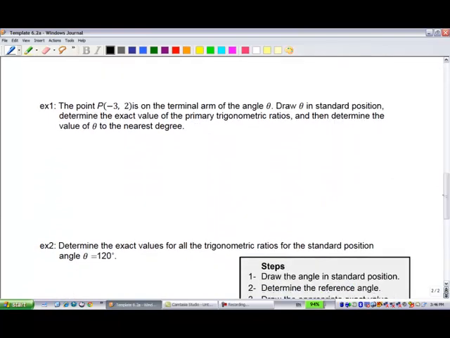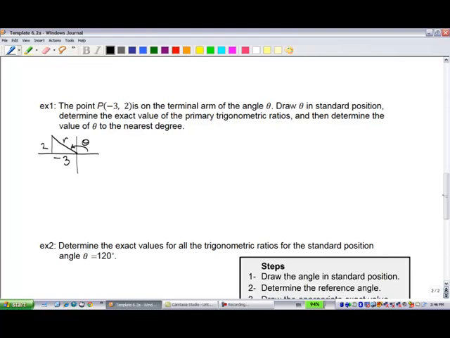Now, we can do this, and it's not terribly hard, by just thinking in terms of the points. So here, the point negative 3, 2 is on the terminal arm of an angle theta. Draw it in standard position. Okay, well, let's draw that in standard position first. Negative 3, 2 is up in quadrant 2, because that's negative 3, and that's a vertical value of 2. And we don't know the radius, and we'll call that theta.